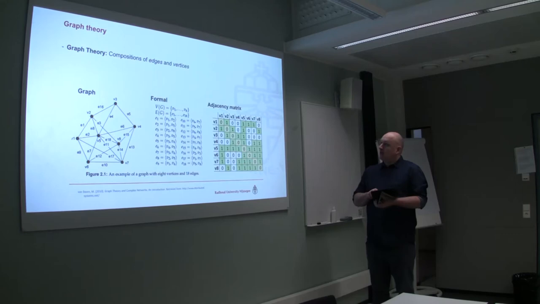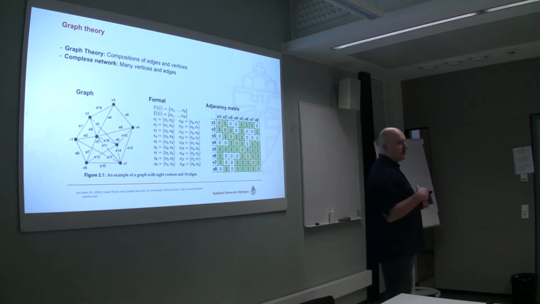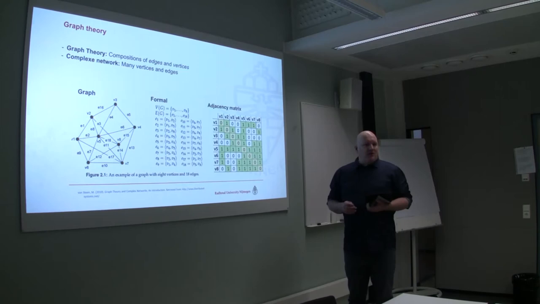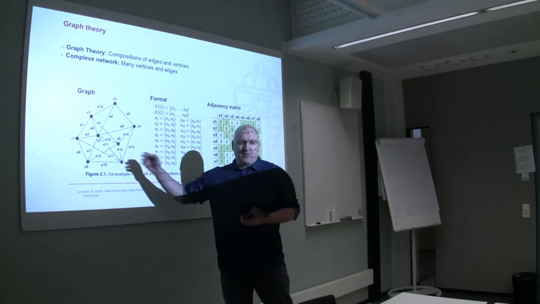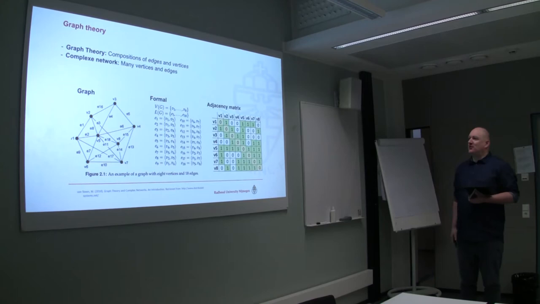And in this particular graph, by the way, it's not allowed to have a connection from a node to itself. But this is sometimes done if the network represents some kind of flow or some kind of process. So this I would not call a complex network. A complex network has many, many, many nodes and often also many, many edges. Of course, it's not really possible to say now it's a complex network and now it's no longer a complex network, but this is a rather simple network.